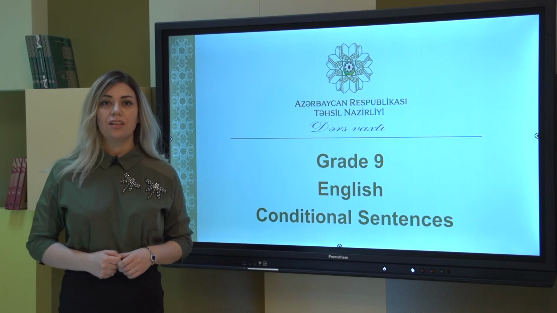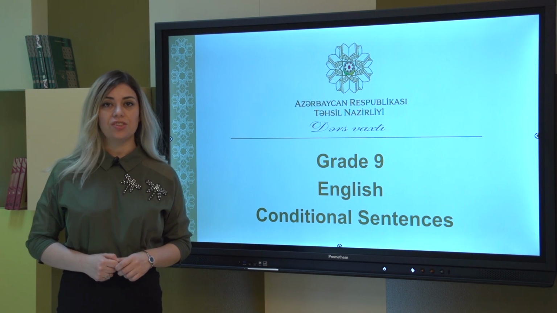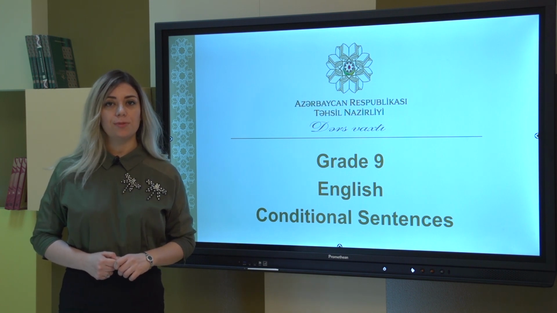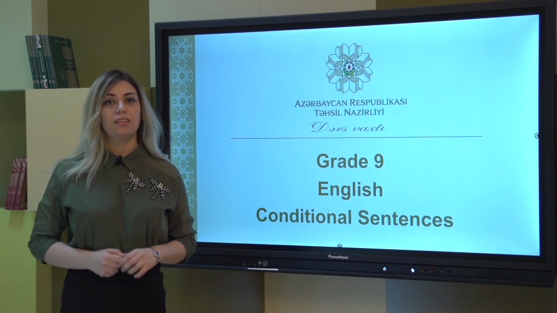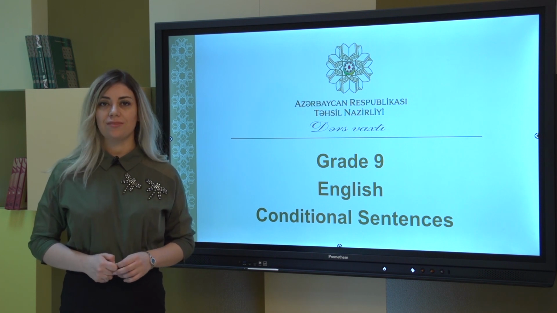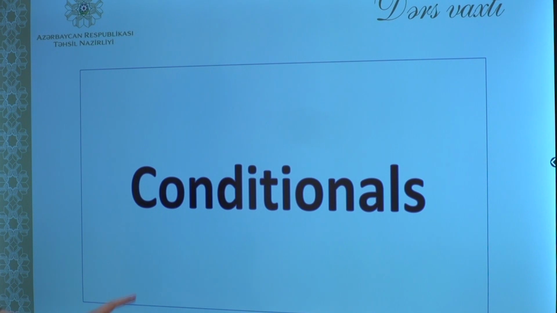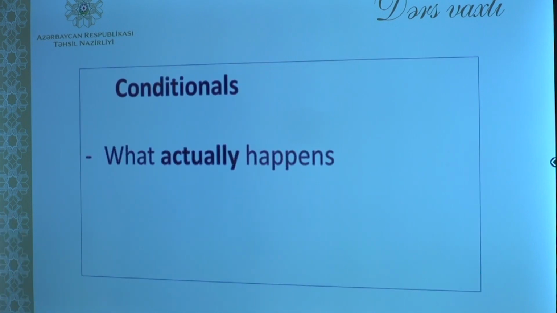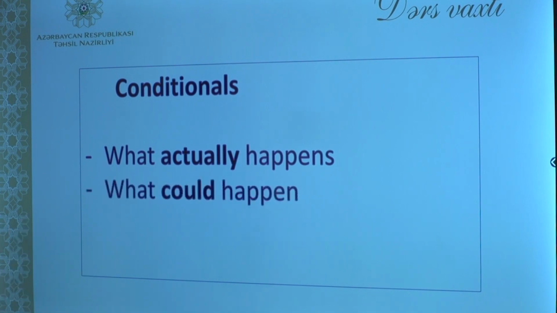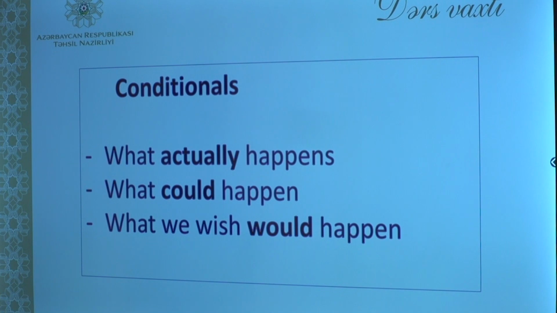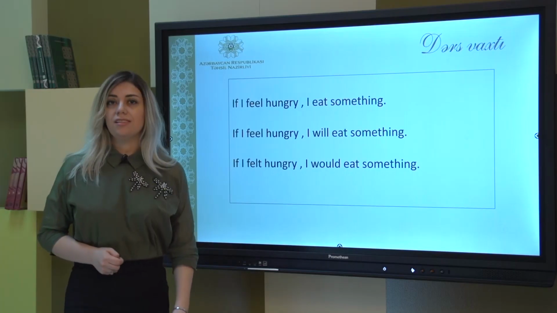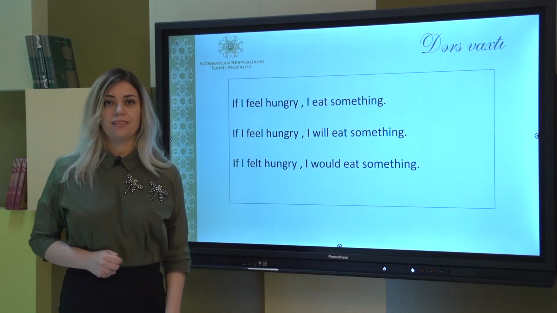It is one that is very common in English grammar. We are talking about the conditionals. I'm going to explain to you the basic structure and the meaning of all the conditionals. So let's get started. We use conditionals to talk about what actually happens, what could happen, and what we wish would happen. Let's see some example sentences.